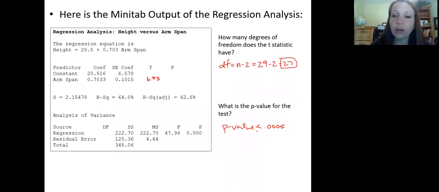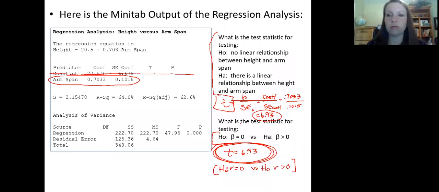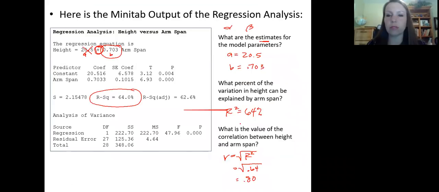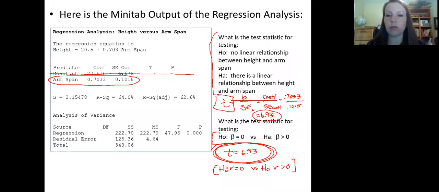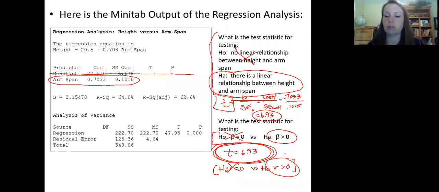So if my p is low, H0 must go. And remember, this is testing all three of those tests, so all three of those tests would go. Where are they? Down one more. Okay, there we go. So we'd reject all of these null hypotheses, and we would conclude that indeed there is a relationship between height and arm span. The slope is positive and the correlation is positive.